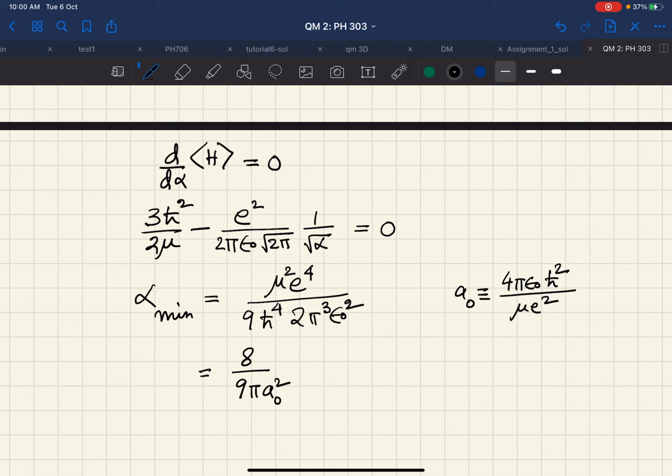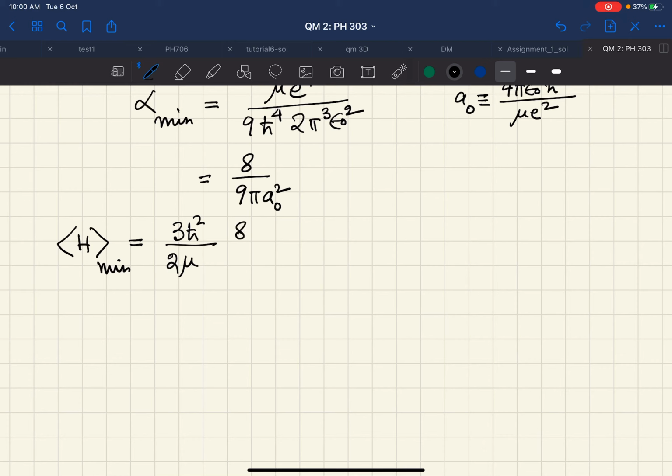Therefore, the expectation value of H with this minimum value of alpha, that means the expectation value of H min, let us denote this in this manner. This is going to give us 3 h bar squared by 2 mu into 8 by 9 pi a naught squared minus, let me write it like 8 by 9 a naught squared pi whole to the power half e squared by pi epsilon naught root 2 pi.